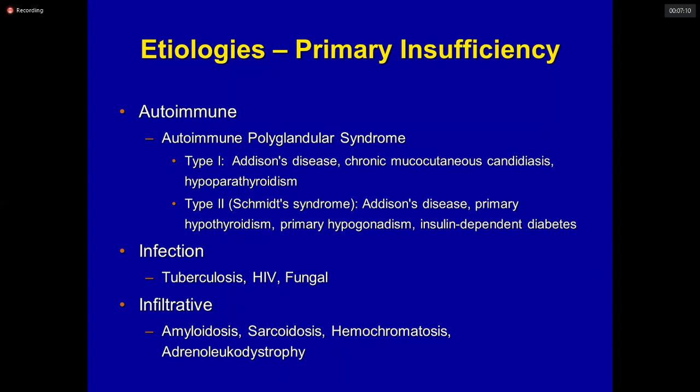So the common manifestation sometimes you see in the clinical practice called Schmidt syndrome or type 2, when we have Addison and primary hypothyroidism, and it could be as well associated with primary hypogonadism and insulin-dependent diabetes. Less likely to face type 1, which is Addison associated with chronic mucocutaneous candidiasis and hypoparathyroidism.